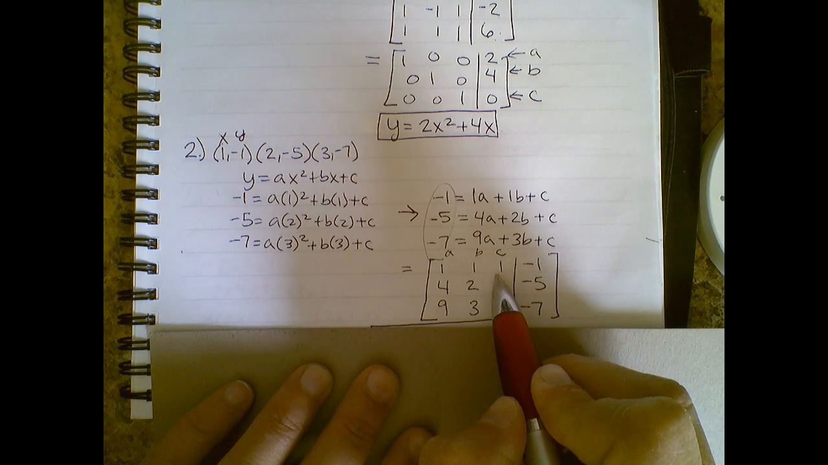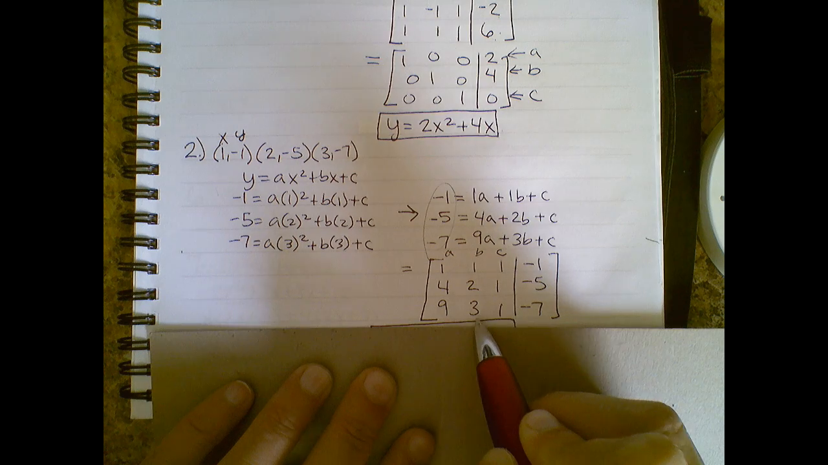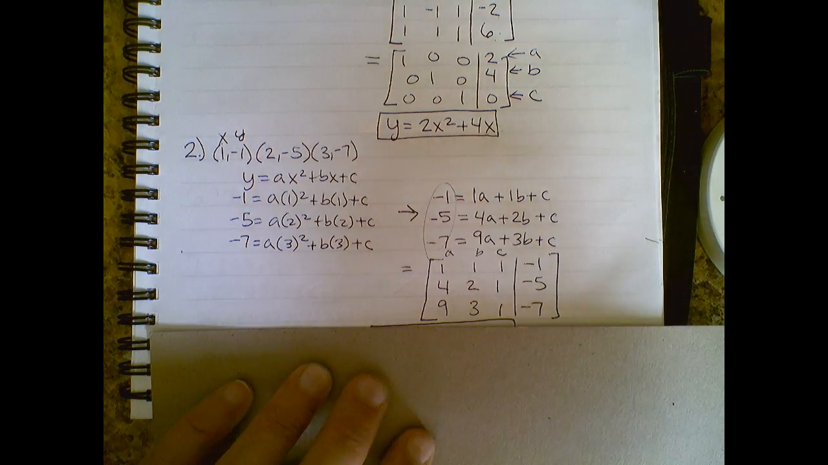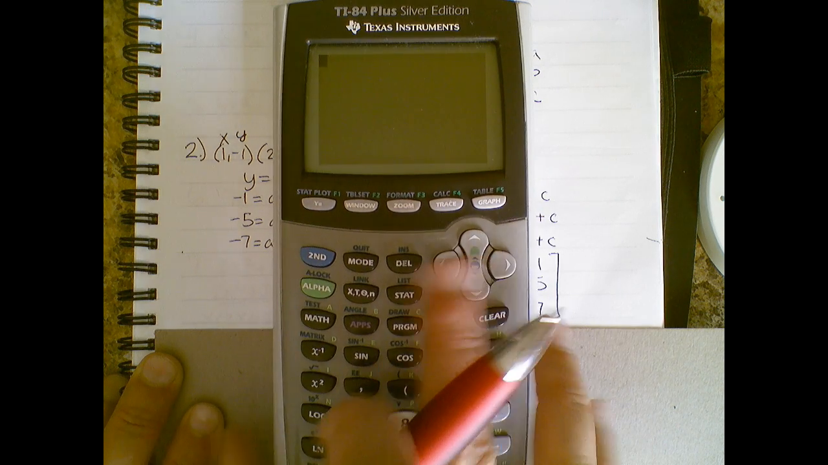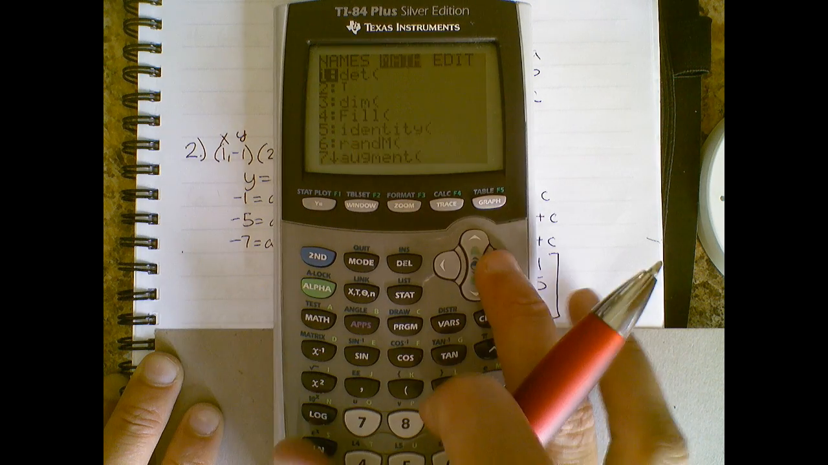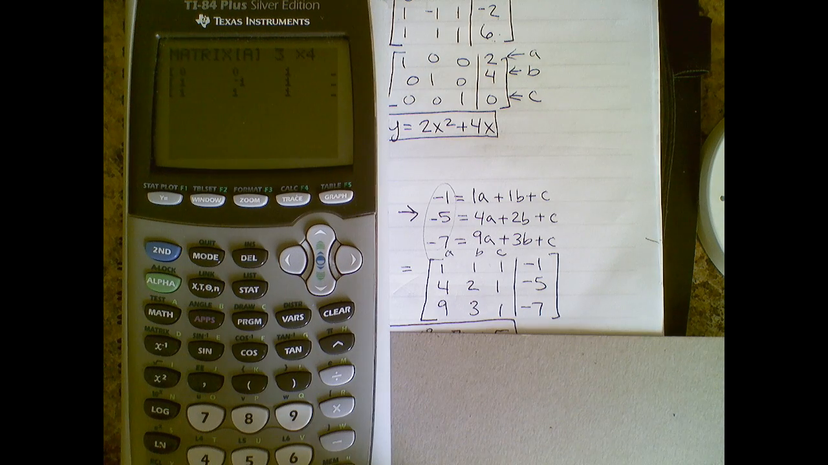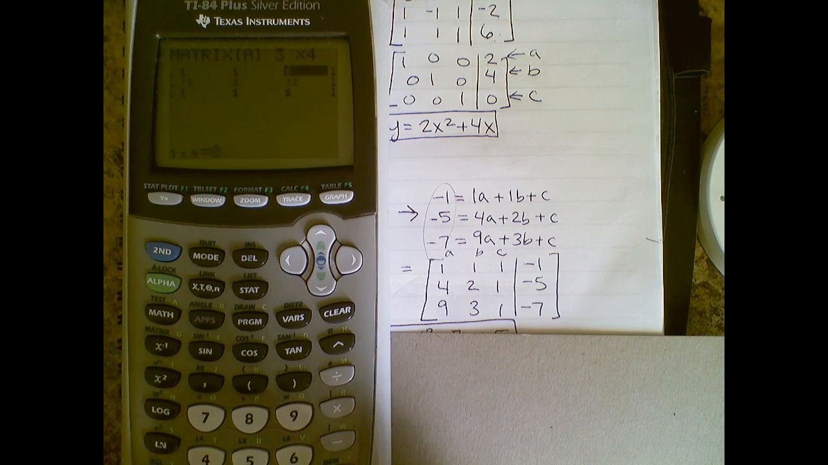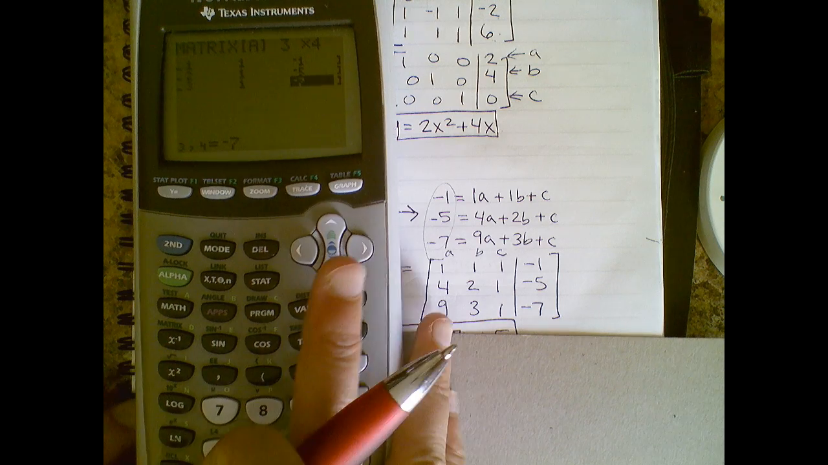So 1, 1, 1, -1. 4, 2, 1, and then -5. 9, 3, 1, and -7. So now I have to type this in to my graphing calculator. So I go to second matrix, go over to edit, click enter. It's a 3x4. So I click enter, type it in, 1, 1, 1, -1, 4, 2, 1, -5, 9, 3, 1, -7. So I have it all typed in.